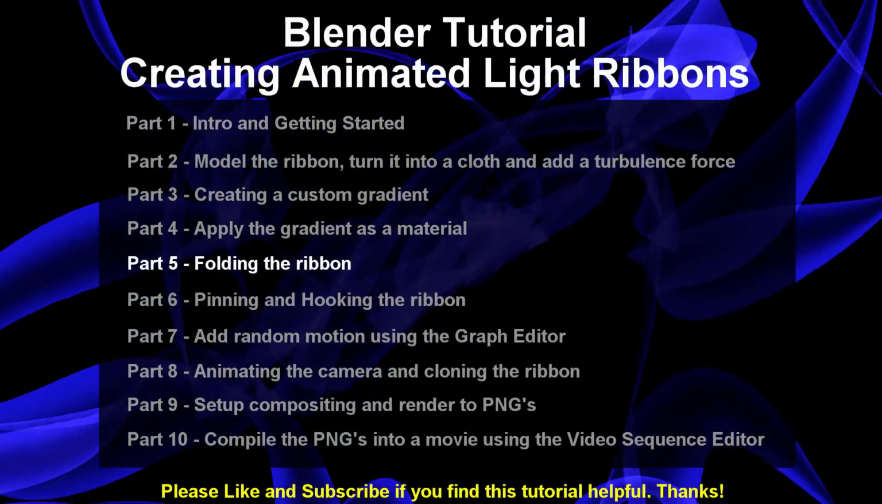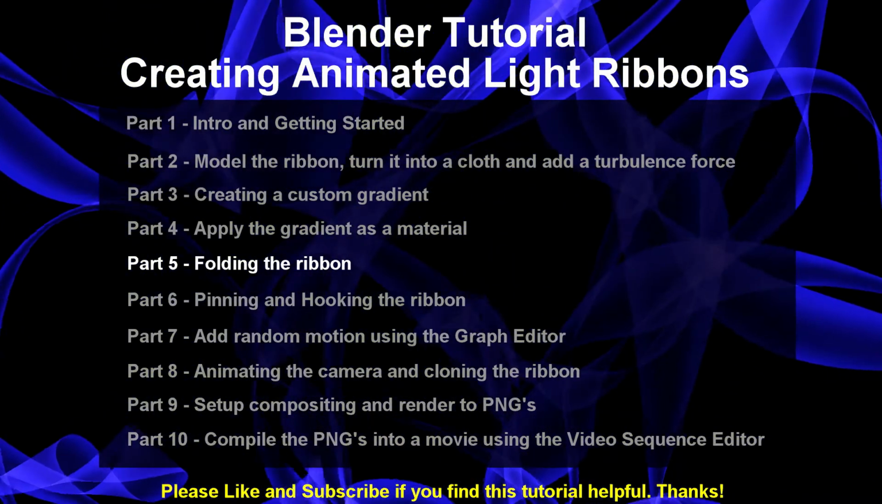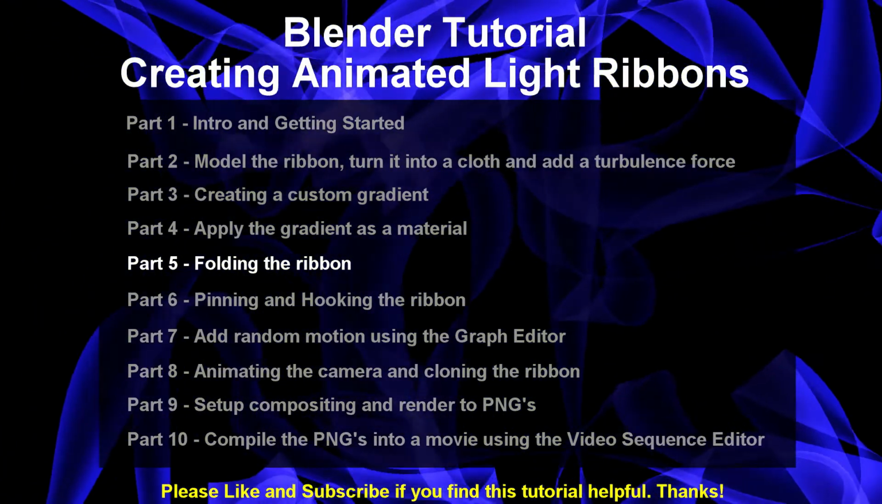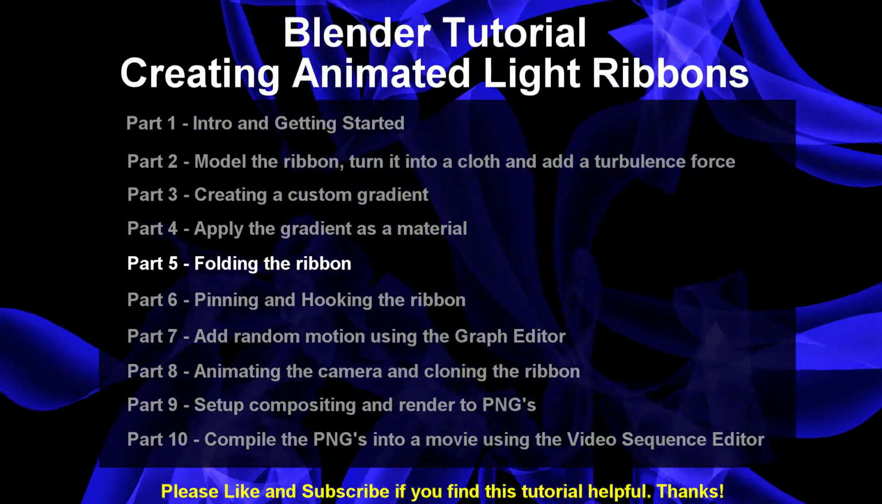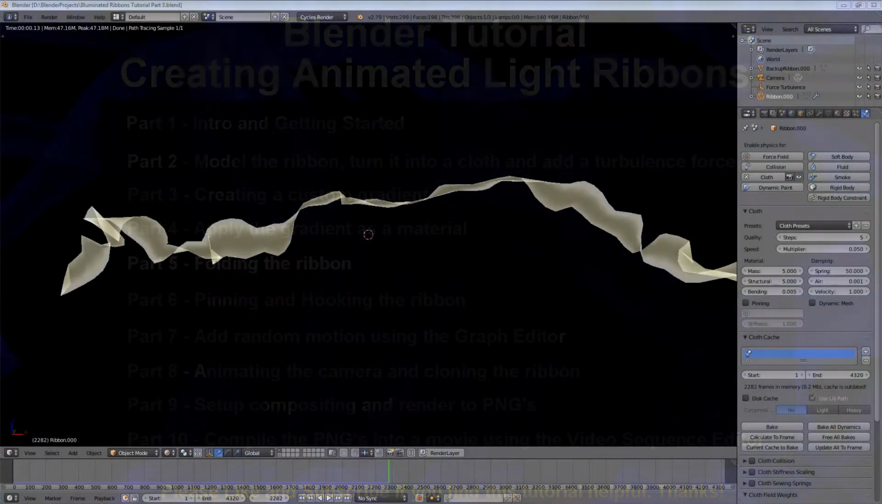Hello and welcome to part 5 on how to create animated light ribbons using Blender. In this part we're going to fold our ribbons so that the ends can be pinned just outside of the camera view and prepare it to be hooked, which will allow us to move the cloth around as we see fit.